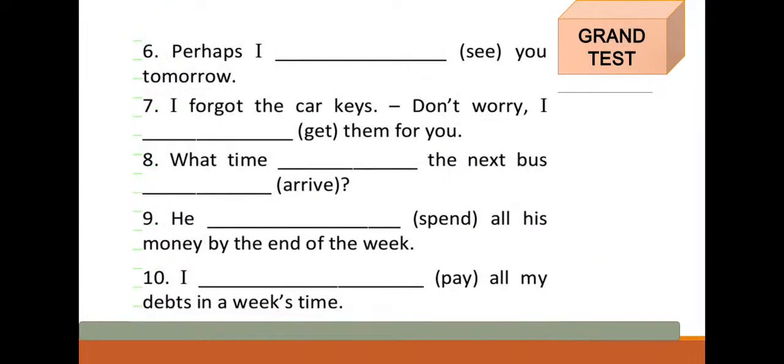Let's move on and talk about question number 6. Perhaps I will be seeing you tomorrow. Perhaps I will see you. I will see you tomorrow because it is a prediction. Like maybe I could see you, maybe I could meet you tomorrow. So I can just make a prediction that we are gonna meet. So you're gonna use the future simple tense right here. Will see you tomorrow.